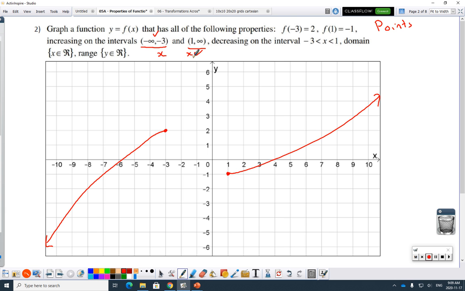Then it says decreasing from negative 3 to 1. See, they switched notations on us within the question. Just to check, do you know both notations?